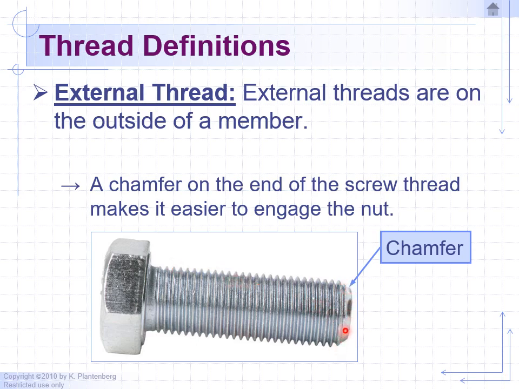Notice how it's cut at a 45-degree angle, and that's just to make it easier to attach or to engage with the tapped hole. Sometimes when you're trying to insert a bolt under the hood of a car and it's hard to see the hole, this little chamfer will at least give you some guidance as you're trying to engage the threads on an engine block, for example, or a nut.